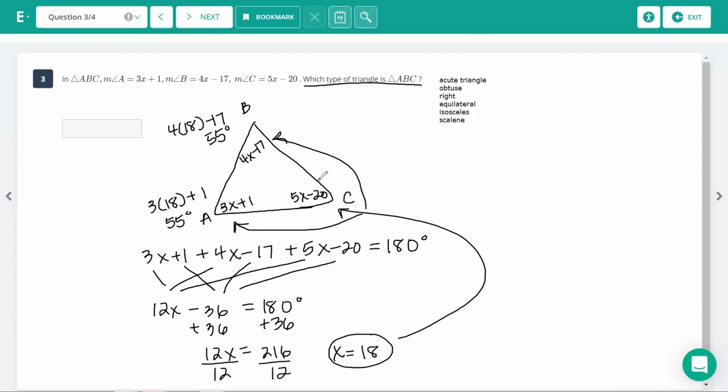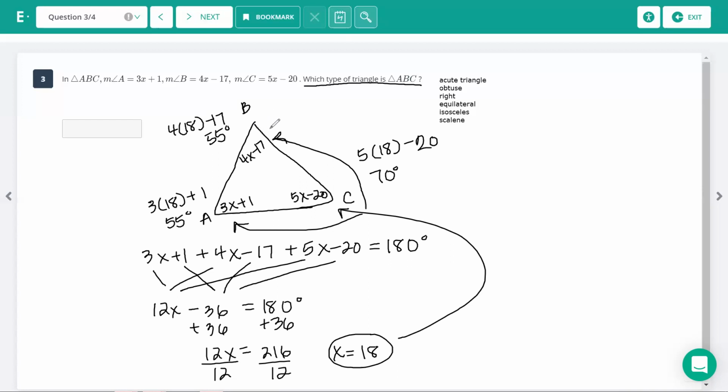Okay. Now we check my 5x minus 20, which is 5 times 18 minus 20, which is 70 degrees. Now, if you're unsure about your answer for x, you can go ahead and double check. Is 55 plus 70 equal to 180? If it is, then you're good, okay?